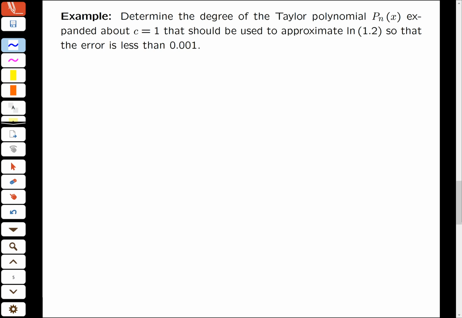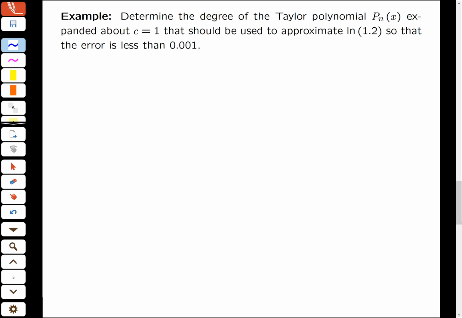This one says determine the degree of the Taylor polynomial. So that first one went with the first type of problem. This is the second type of problem. Determine the degree of the Taylor polynomial Pn expanded about c equals 1 that should be used to approximate natural log of 1.2 so that the error is less than 0.001.